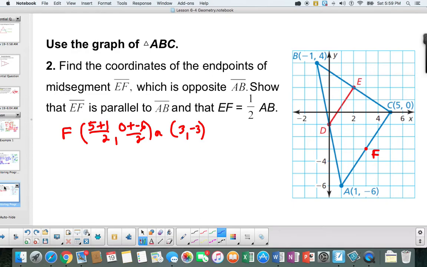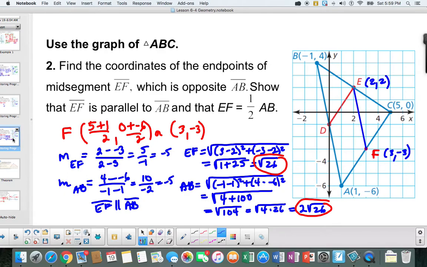Okay, I'd like you to try it. I have found point F for you. Here's the midpoint, point F, and it's 3, -3. I'd like you to go through the process, find the slope for EF, find the slope for AB, compare them, and then figure out distance EF and distance AB and see if what we've been doing is happening again.